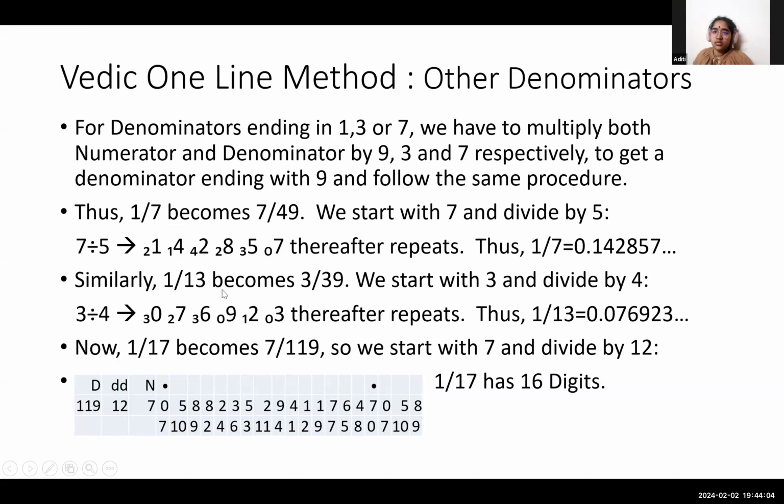1 by 13. For 1 by 13, we have to do 3 by 39. 3 divided by 4. 30, again 7 quotient, 2 remainder, 27, 6 quotient. That way, it also has length 6. Here there is a peculiarity. We get 2 cycles with length 6 each. It is not 1 cycle with length 12, but 2 cycles of length 6.